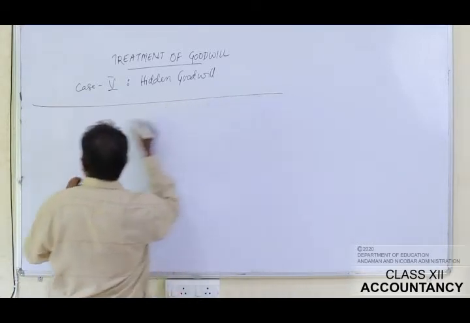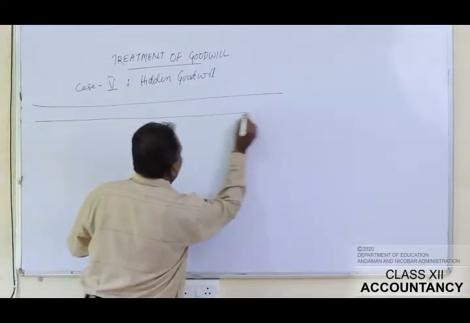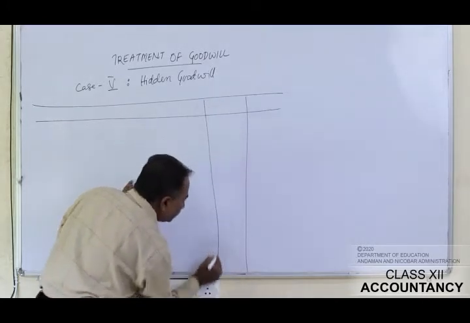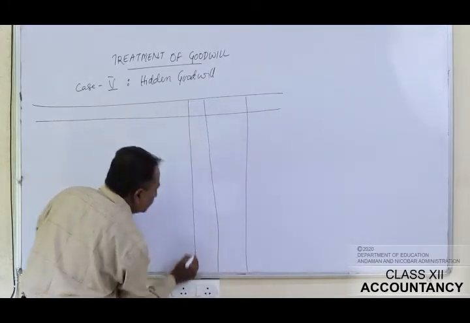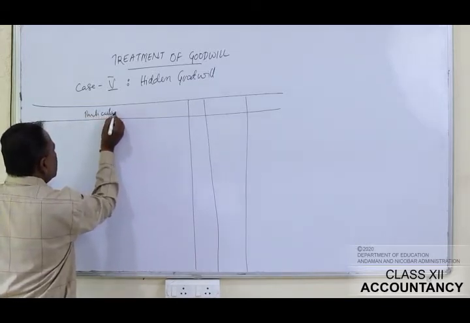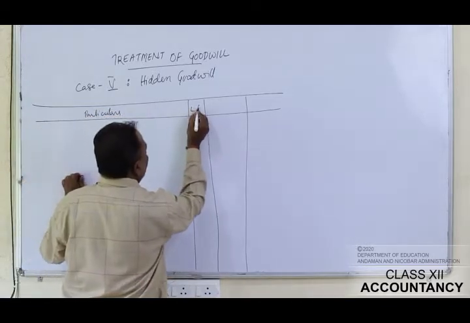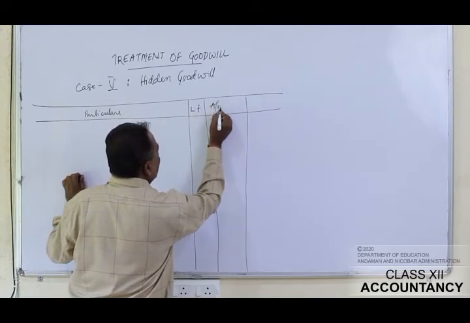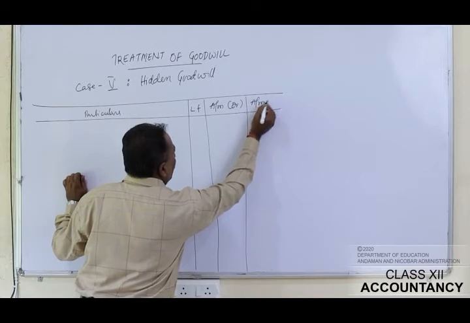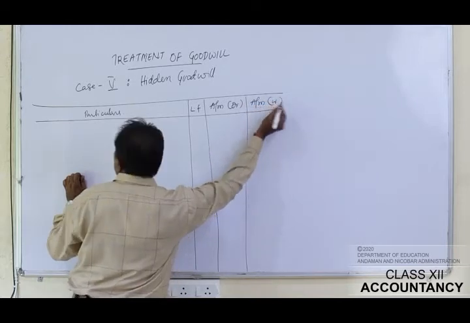We will make the column for writing the journal entries. This is the column for particulars, this is the column for ledger folio, this is the column for the debit amount, and this is the column for the credit amount.